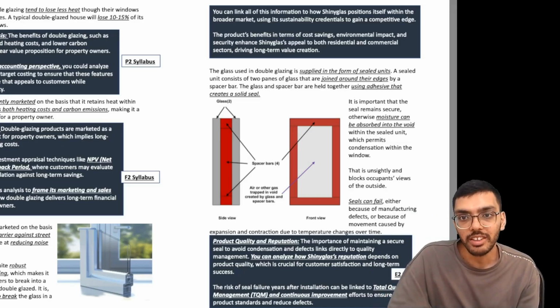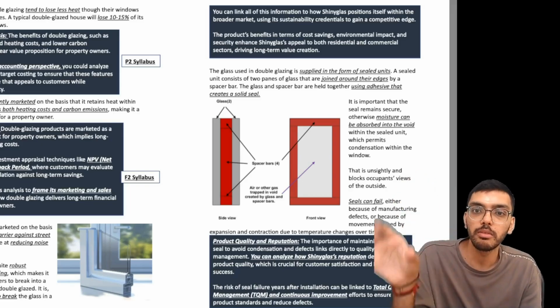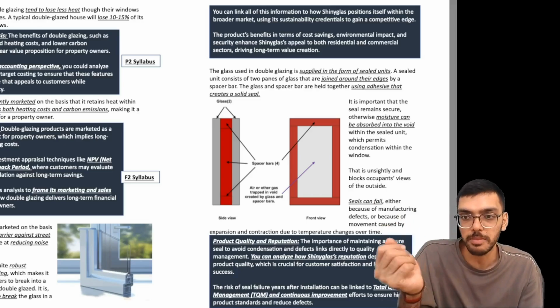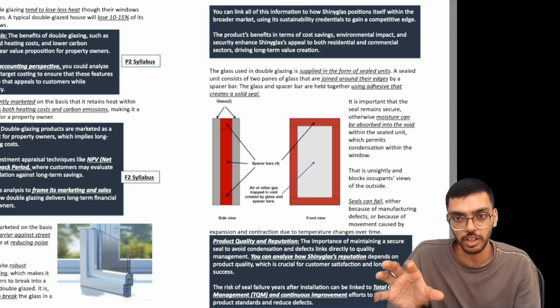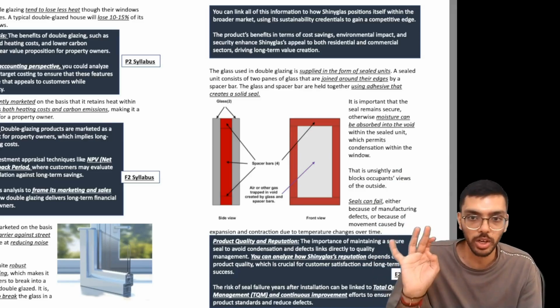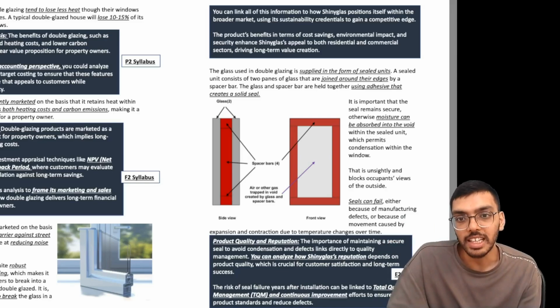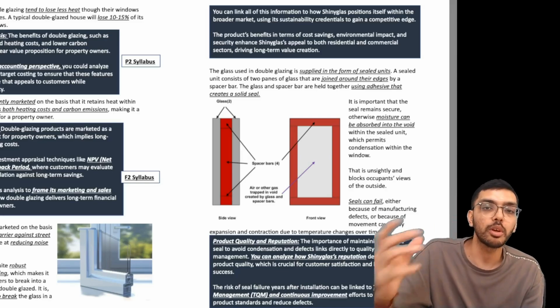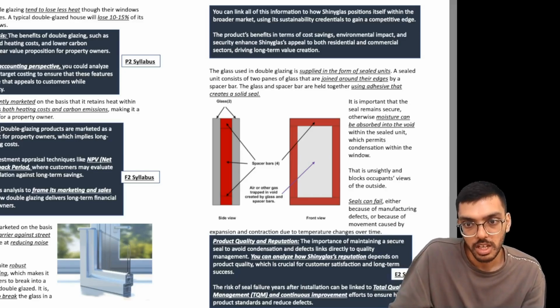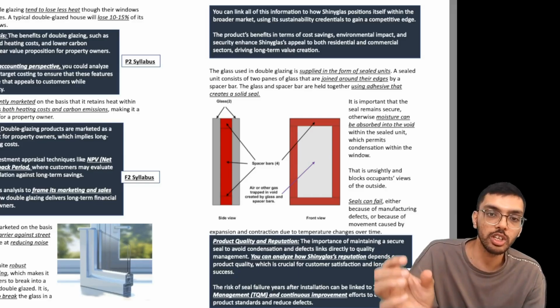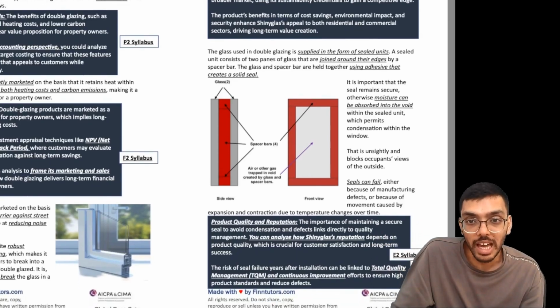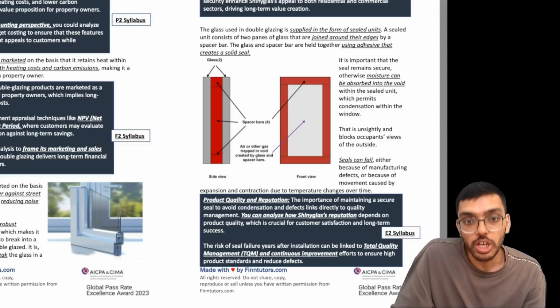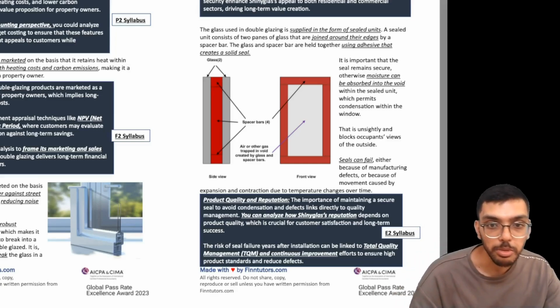Now, it is important that the seal remains secure, otherwise moisture can be absorbed into that void, which makes the window condensed. You'll sometimes see double glazed windows with full condensation. That's because the seal has broken. That is unsightly and blocks occupants' views from the outside. Seals can fail either because of manufacturing defects or because of movement caused by expansion and contraction due to temperature changes over time. This comes into the picture of product quality and reputation.